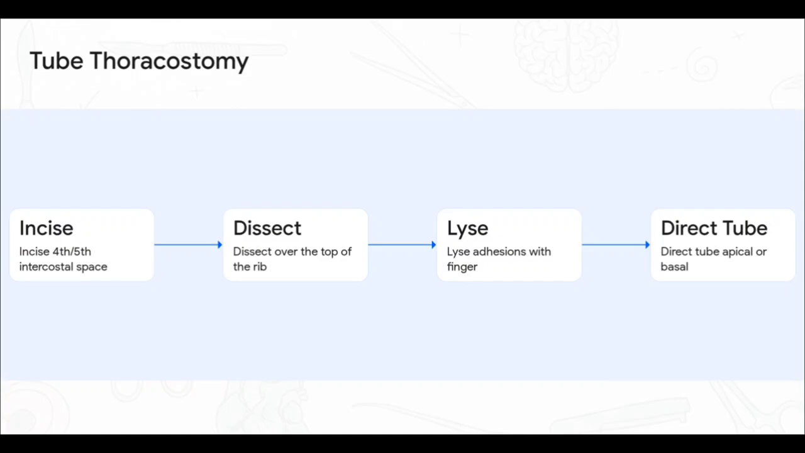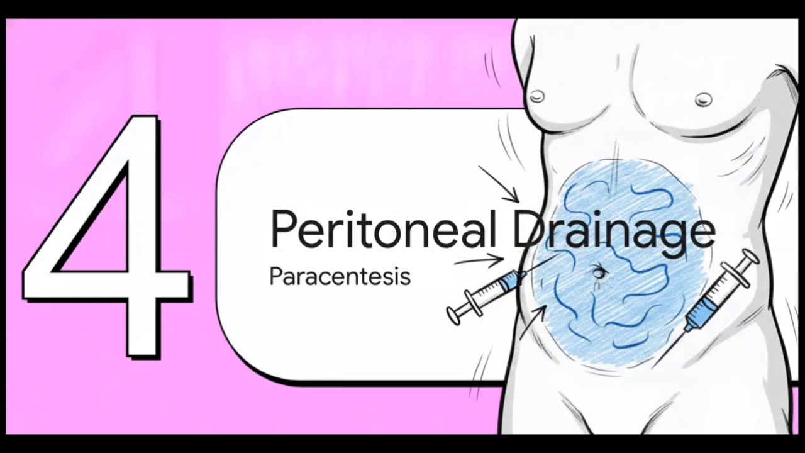Make your skin incision, bluntly dissect an oblique tract over the top of that rib, and pop through the pleura. Then get your finger in there to manually lyse any adhesions and verify you're actually in the pleural space. Finally, point the tube up toward the apex for a pneumothorax, or aim it basally and posteriorly if you're draining fluid, like a hemothorax. Section 4, Peritoneal Drainage, or paracentesis.